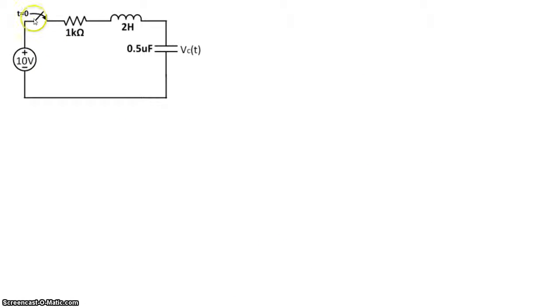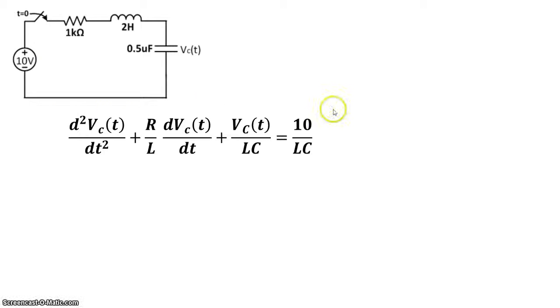So, we started out with a circuit where the switch was open, and at t equals 0 the switch was closed. The standard second order differential equation in terms of the voltage across the capacitor was d squared v/dt squared plus R over L dv/dt plus v over LC equals 10 over LC. Because of the forcing function, our solution had both a particular and a homogeneous solution.